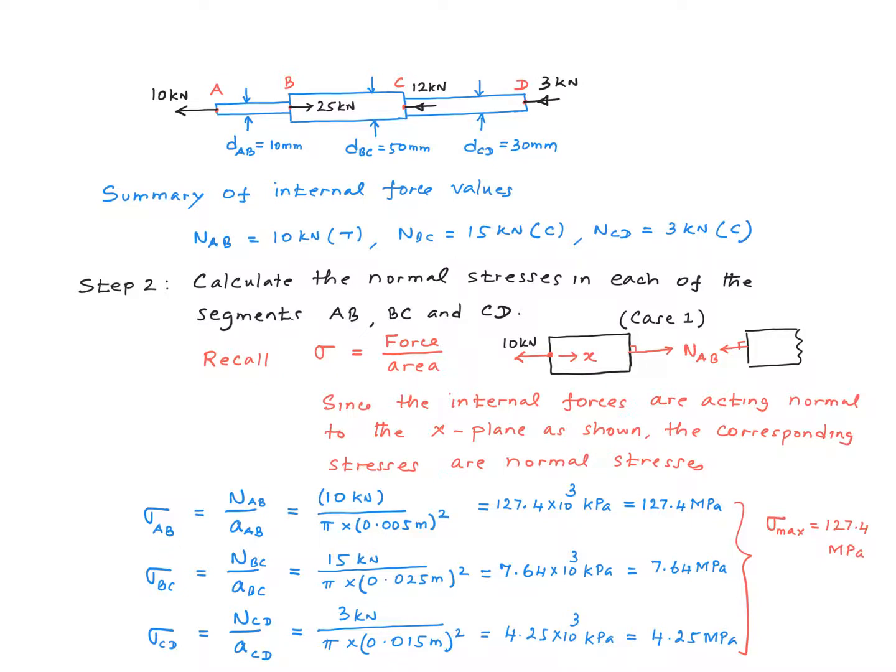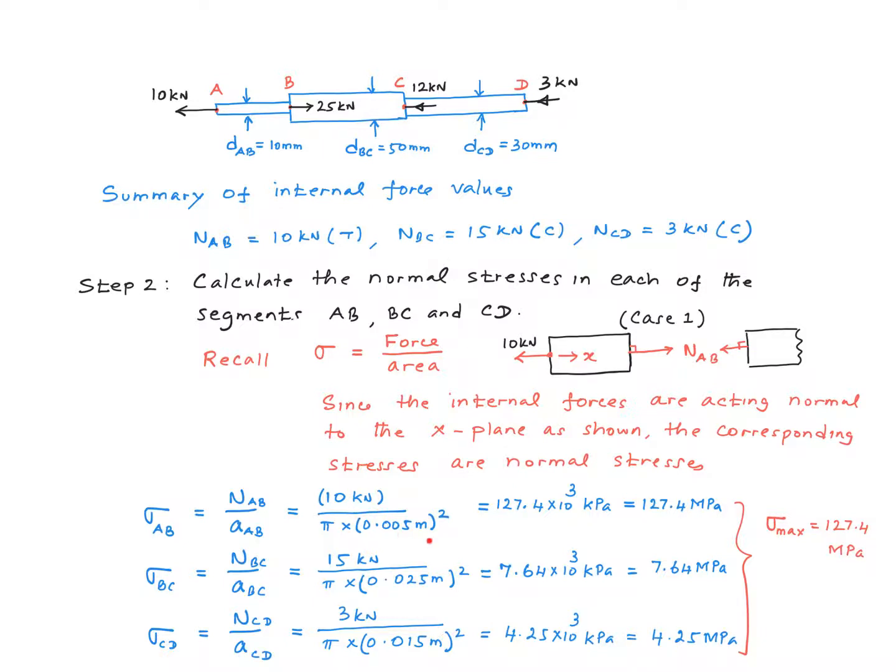Sigma AB equals NAB over little a AB, the cross-sectional area of segment AB. So it will be 10 kilonewton divided by pi r squared, right? The radius of the first segment is 5 millimeters. So I converted that to meters. So that will be 0.005 meters. You square that, right? So pi times r squared is the cross-sectional area of a circular shaft. And that gives me this value for the stress, 127.4 times 10 to the 3 kilopascal.